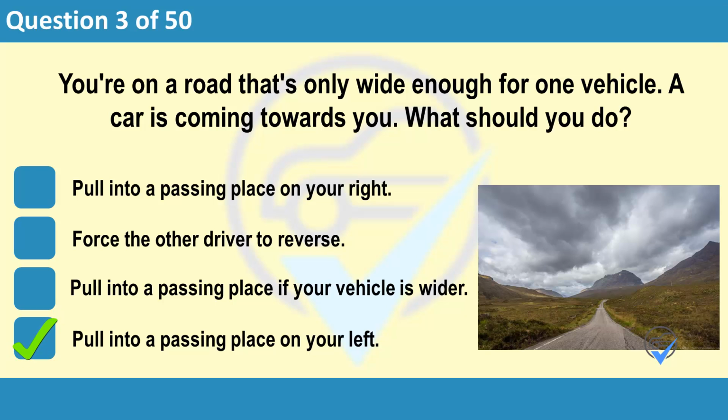Pull into the nearest passing place on the left if you meet another vehicle on a narrow road. If the nearest passing place is on the right, wait opposite it.